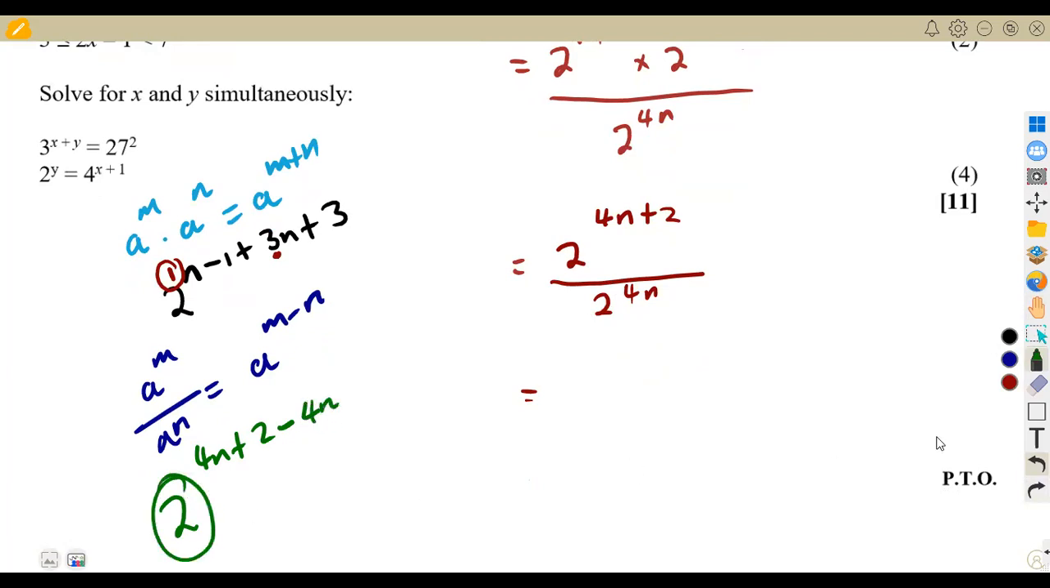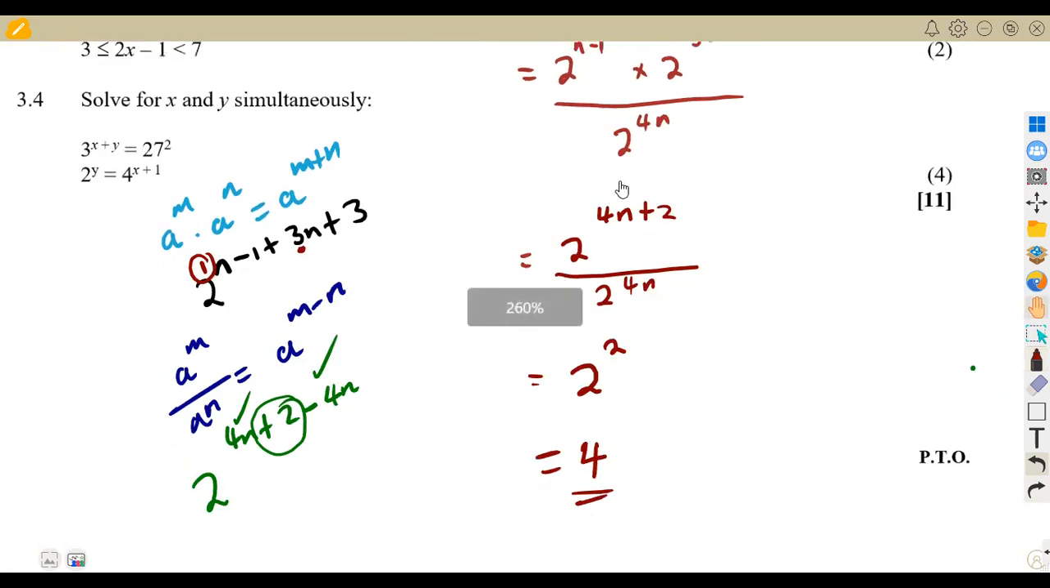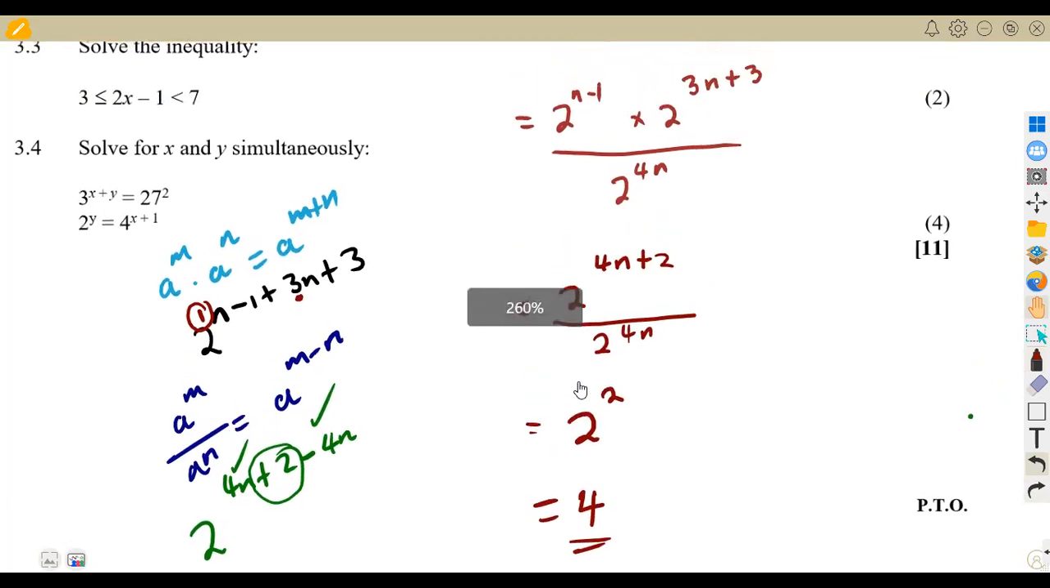Everything under 2, just like here under a, which is your base. So you're supposed to subtract 4n minus 4n on your like terms. It gives you a 0. So it means you are left with a 0 plus 2, which is a 2. So that is where we are obtaining 2 to the exponent of 2. And 2 to the exponent of 2 means 2 times 2, which is going to give us a 4. So that is how we are supposed to attempt this question, or this typical type of question.